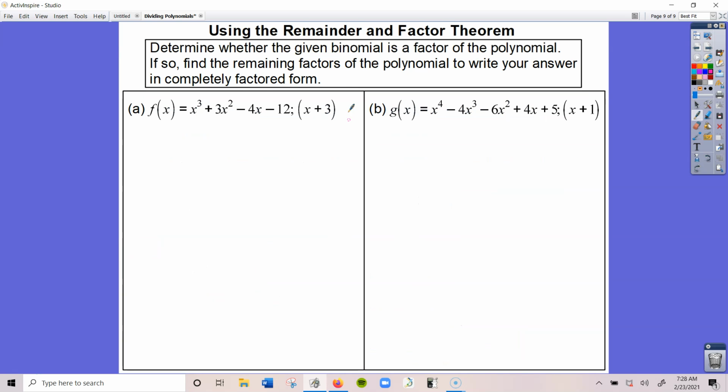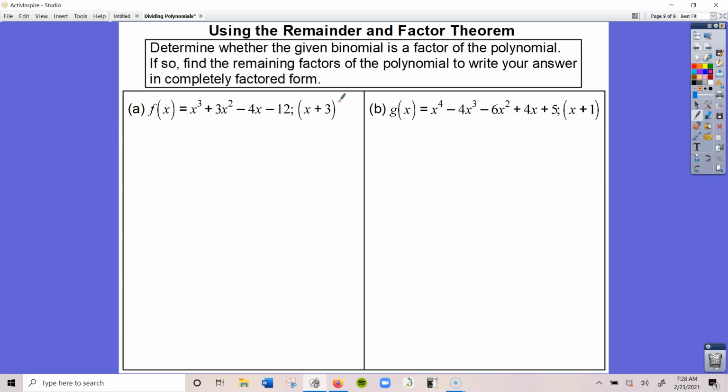Here we are given x to the third plus 3x squared minus 4x minus 12. And we want to determine whether x plus 3 is a factor of this polynomial. And if it is, we want to be able to completely factor the polynomial. So let's try this out.